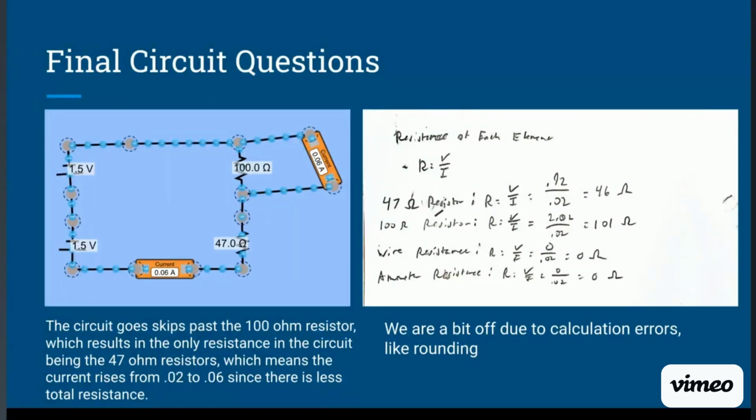Finally, if you make a parallel path that goes around the 100 ohm resistor, the current goes up from 0.02 to 0.06, since the circuit effectively goes around the 100 ohm resistor, resulting in there only being 47 ohms of resistance in the circuit. Additionally, when we calculate the resistance of all the circuit components, which can be seen in the picture on the right, we tend to be a little bit off the correct values, indicating that there could be some errors, like rounding.